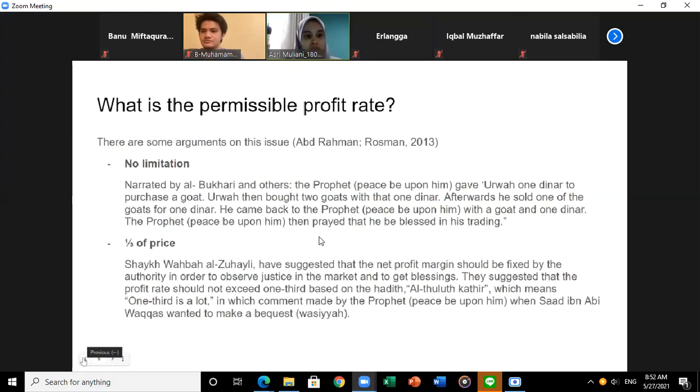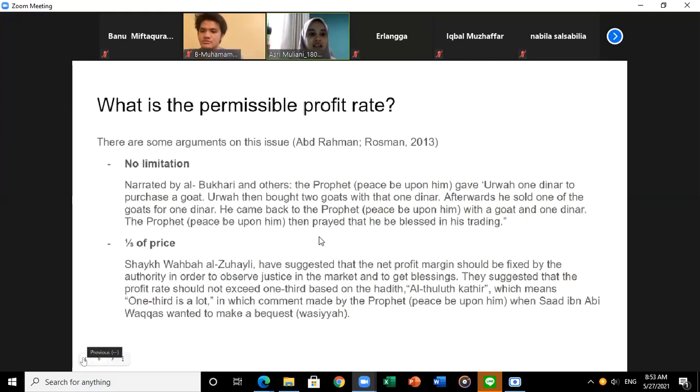And the Prophet, peace be upon him, then prayed that there be blessing in his trade. So in this context, the Prophet allowed Urwah to get 100% of the 1 dinar, and then he got back 1 dinar also. And on the argument of 1/3 of the price, Sheikh Wahbah Al-Zuhaili suggested that the net profit margin should be fixed by the authority in order to observe justice in the market and to get blessing.